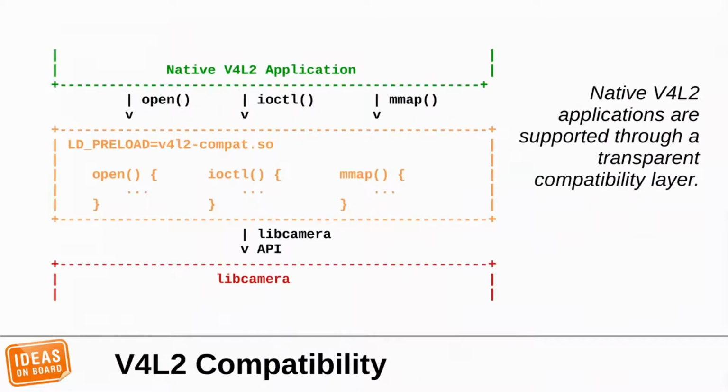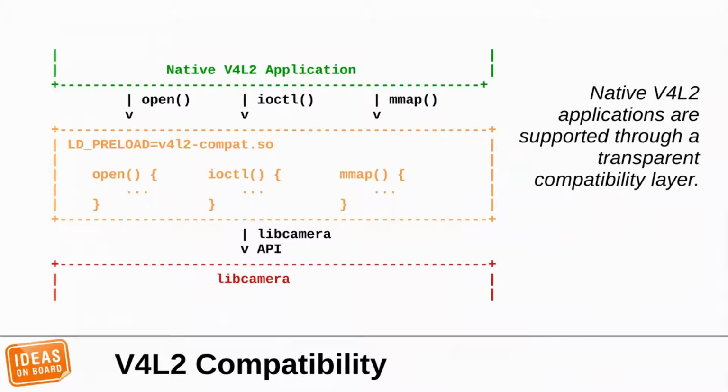A bit more about the V4L2 compatibility layer. I mentioned it allows running native V4L2 applications unmodified. And the way we do that is quite similar actually to how libv4l2 operates, or how it can operate at least, in that we have a shared object that can be LD preloaded into the application. So it will override the libc calls, open, ioctl, mmap, and a few other ones. And if it detects that an application is trying to open a V4L2 device, then it will redirect that and all the subsequent calls on the same file descriptor to libcamera. So it's fully transparent to applications.